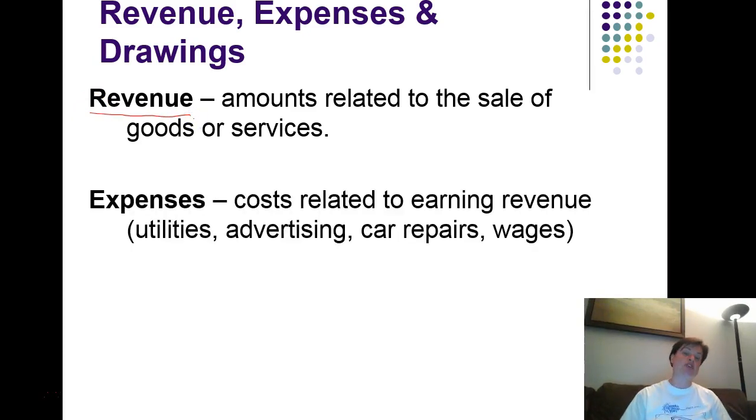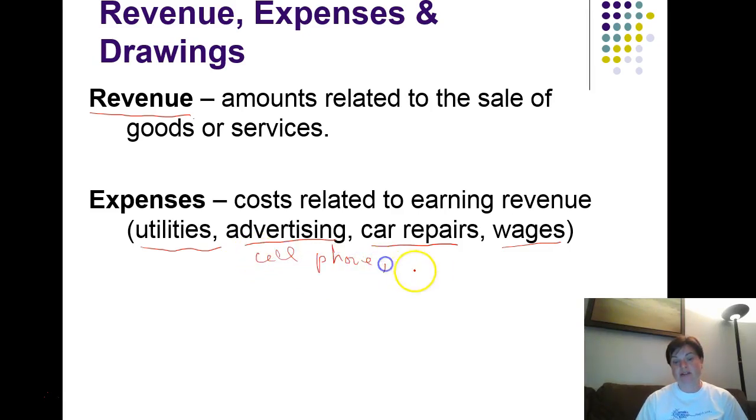Expenses. These are costs related to earning revenue. So these are the things that help us run our business. So utilities like hydro and gas. Any advertising costs, car repairs or repairs to equipment, wages, and the list goes on. It could be a whole number of things. We could have a cell phone, we could have rent, and we can have a whole bunch of things.